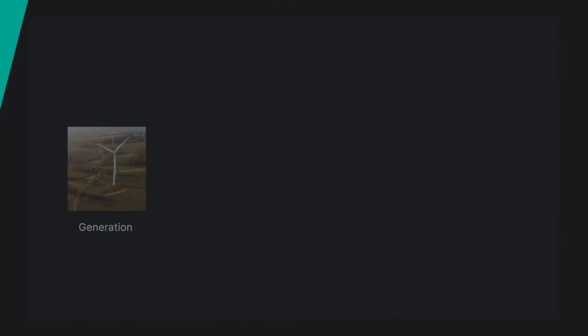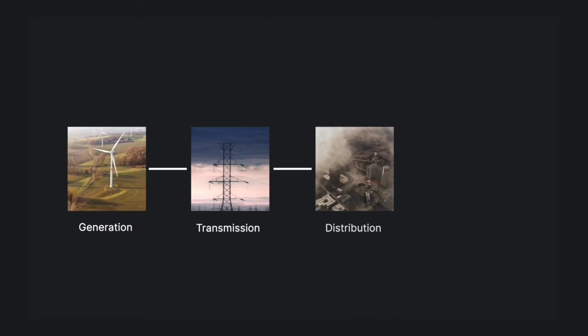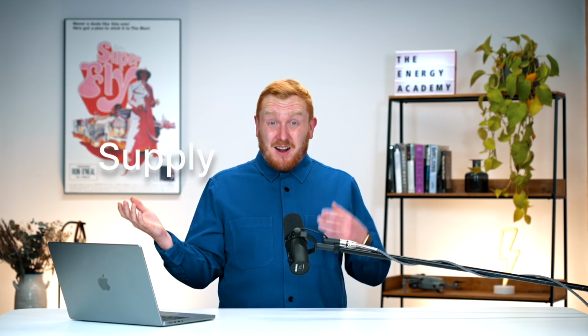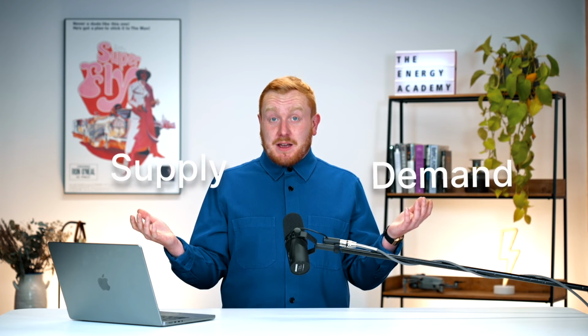Firstly, there are 4 stages of any electricity system: generation, transmission, distribution and consumption. Because there's no way of storing the amount of electricity that Great Britain needs, it has to be generated, transmitted, distributed and consumed continuously in real time. Because of this, balancing supply and demand is extremely complicated.